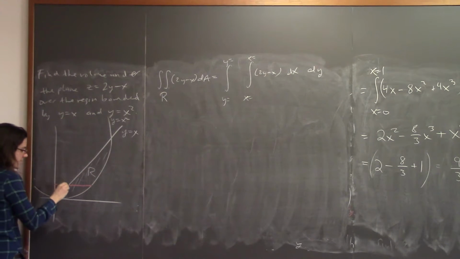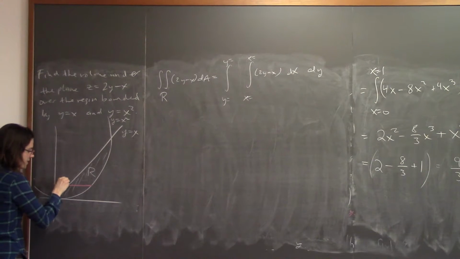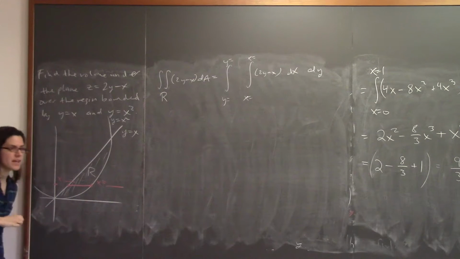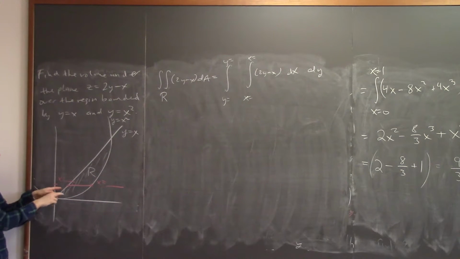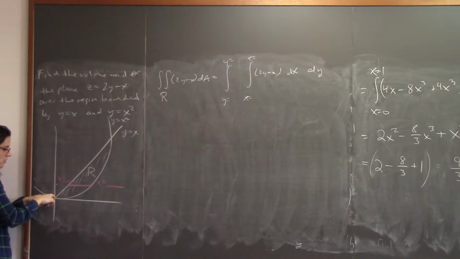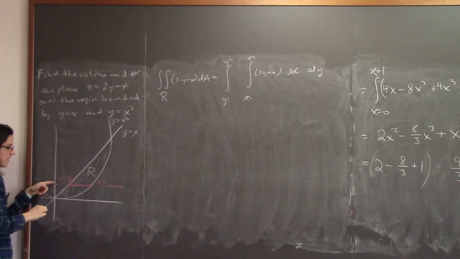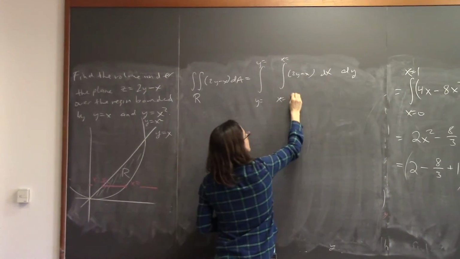So for our favorite y, x goes from here on the left over to here on the right. Okay, I will do the one on the left. This is the line y equals x. So whatever your y value is, the x value is equal to it. So this is x equals y. So the lower limit of integration is x equals y.